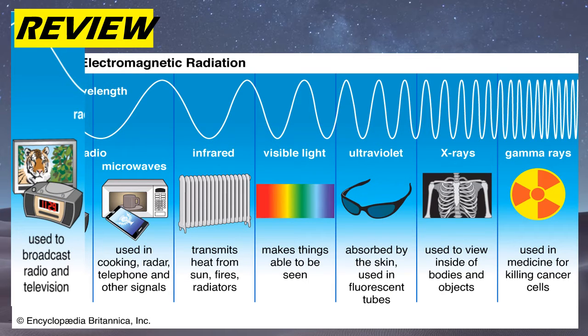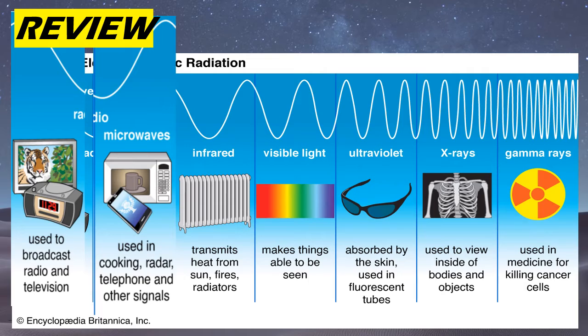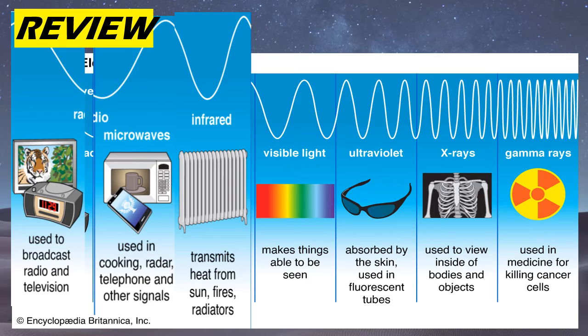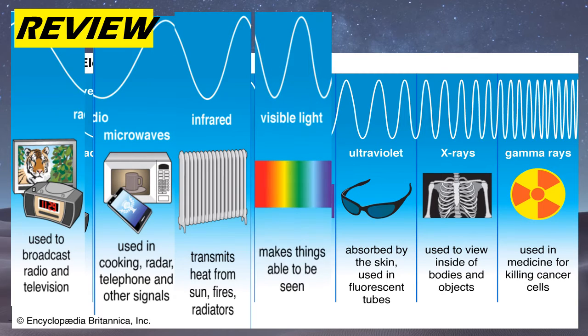Radio waves are used to broadcast radio and television. Microwaves are used in cooking, radar, telephone, and other signals. Infrared transmits heat from the sun, fires, and radiators. Visible light is the only part of the electromagnetic spectrum which is visible to our naked eye. It makes things able to be seen.